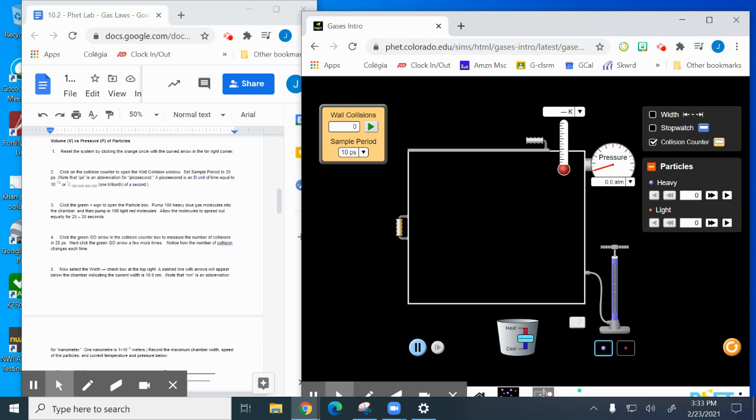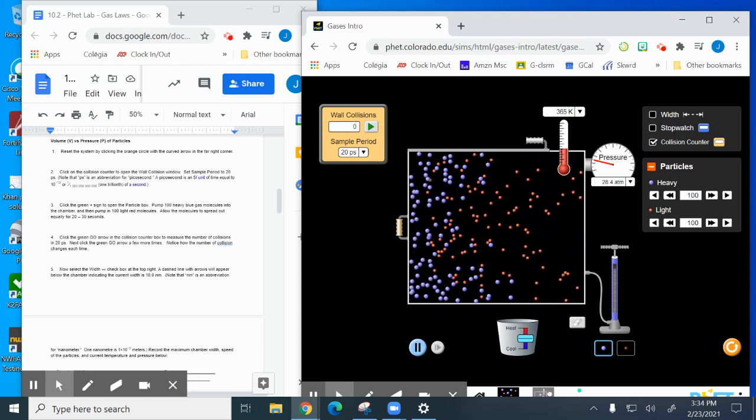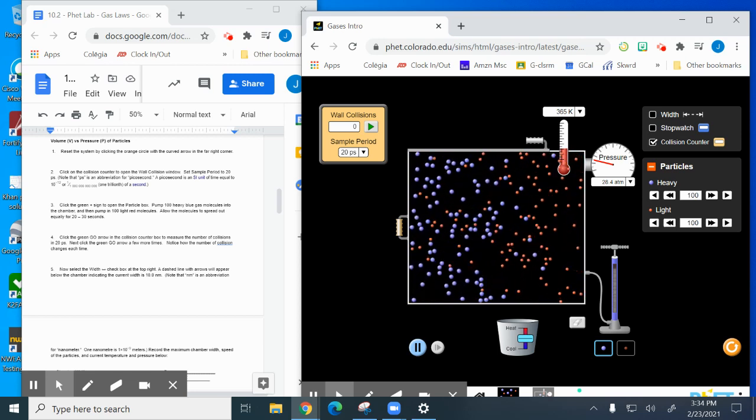Set the sample period to 20 picoseconds. Click the green plus sign to open the particle box. Pump 100 heavy blue gas molecules into the chamber and then 100 light red molecules and allow them to spread out for 20 to 30 seconds. Okay. There's 100 of those and 100. So we've got to wait till they all spread out.